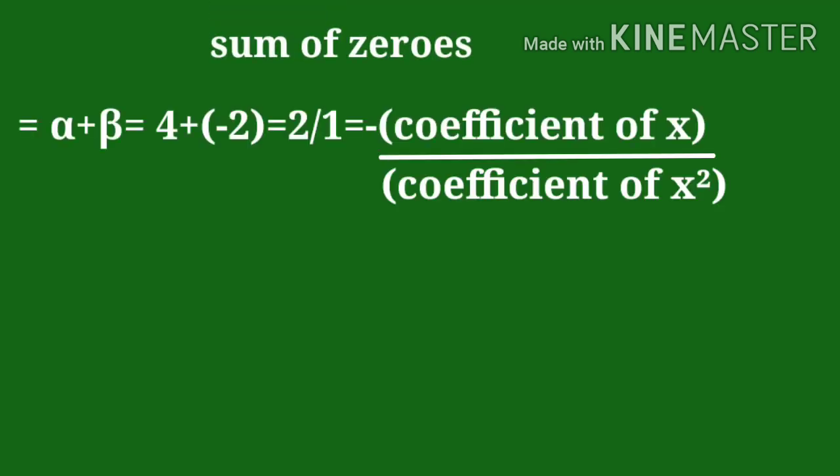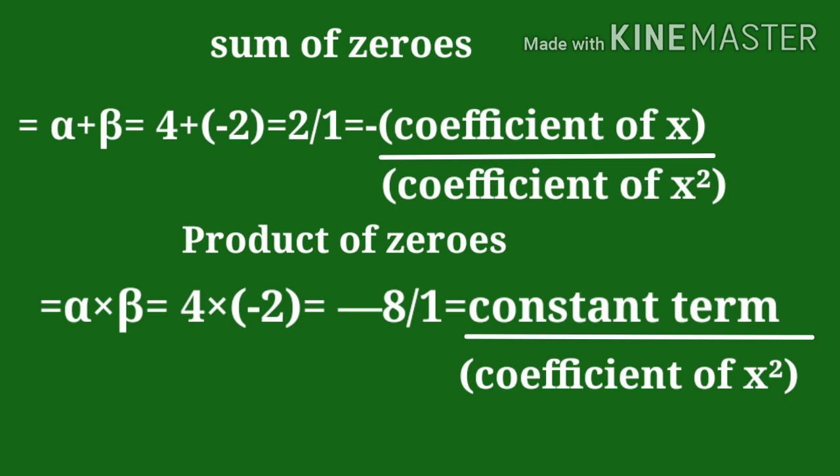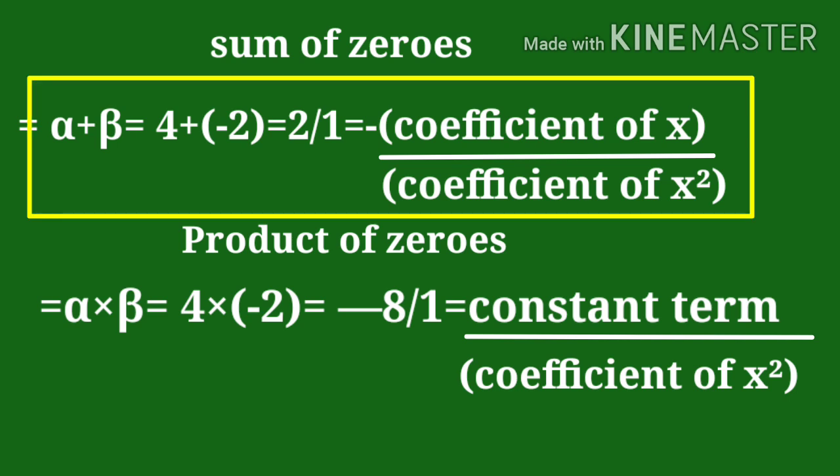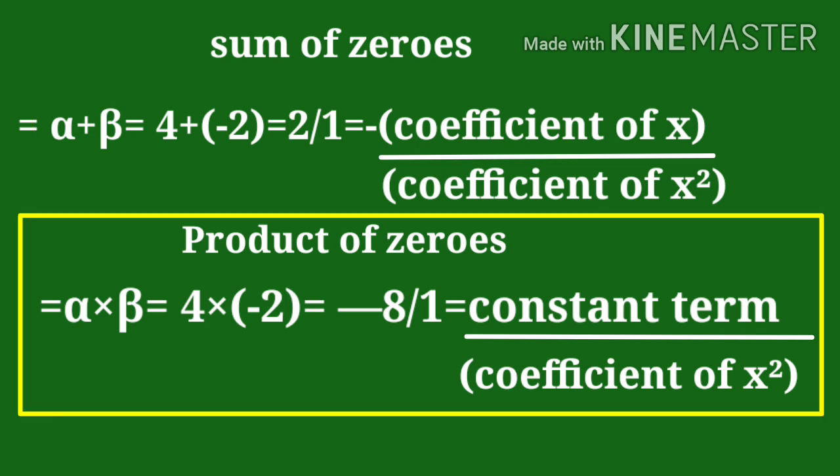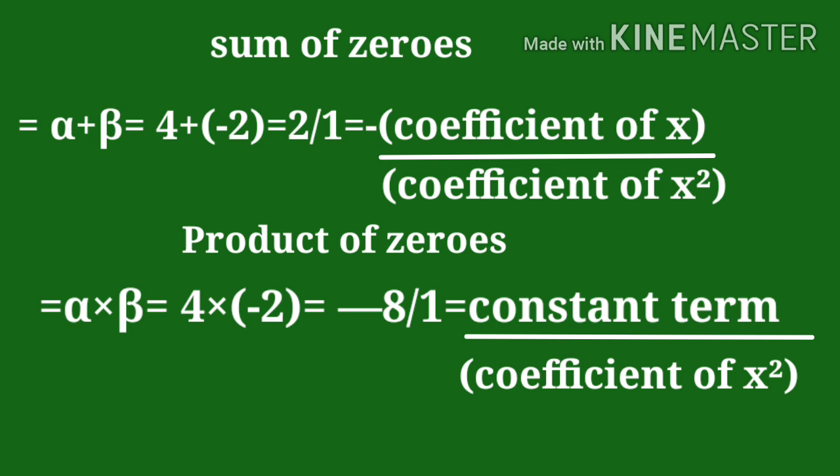After getting the zeros of the polynomial, now let us verify the relationship between its zeros and the coefficients. Here for the sum of zeros, that is alpha plus beta, becomes 2 divided by 1, and that can be correlated as minus coefficient of x divided by the coefficient of x square. Similarly for the product of zeros, that is alpha into beta, that will be equal to minus 8 divided by 1, you can see on the screen, and that can be correlated as constant term divided by the coefficient of x square. So dear students, we can verify the relationship between zeros and its coefficients in this way.